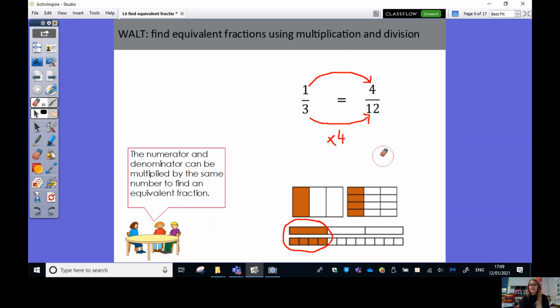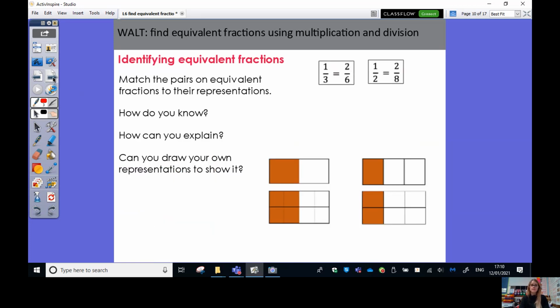And then we can also check it if we're going in the opposite direction, because it should work with division as well. So let's check our division facts. So 4 divided by 4 equals 1. Fantastic. And 12 divided by 4, let's check that together. 4, 8, 12 goes in 3 times. Fantastic. So if I divide or multiply by the same number, I'm going to find my equivalent fraction.